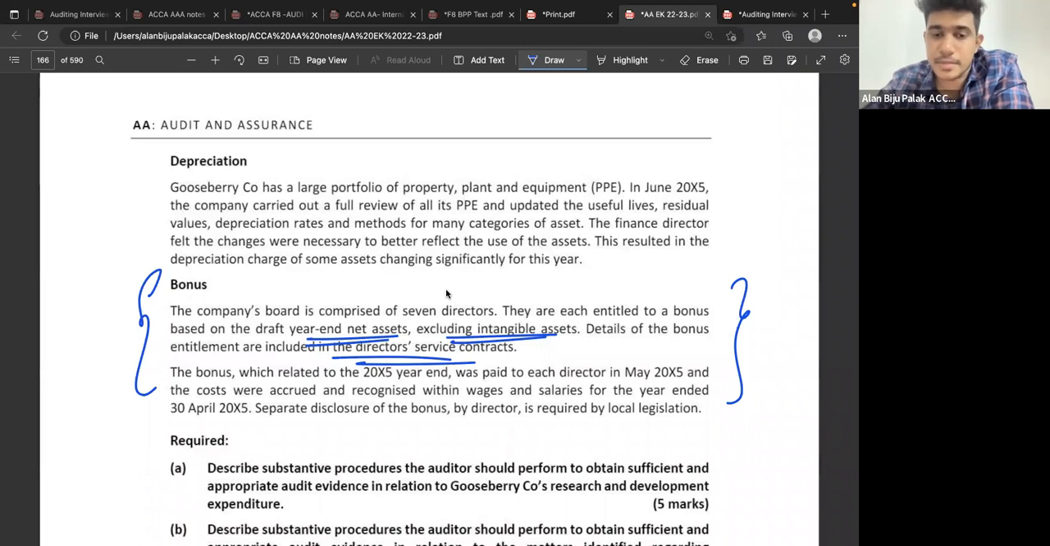Gooseberry is the client company's name. Okay, so what we need to do in relation to the 2 things? First of all, they have told us that bonus is based on year-end net assets. What can we do to confirm that? Net asset and calculation.